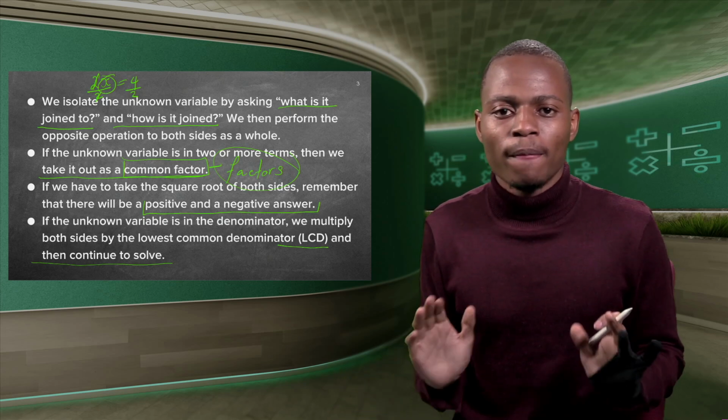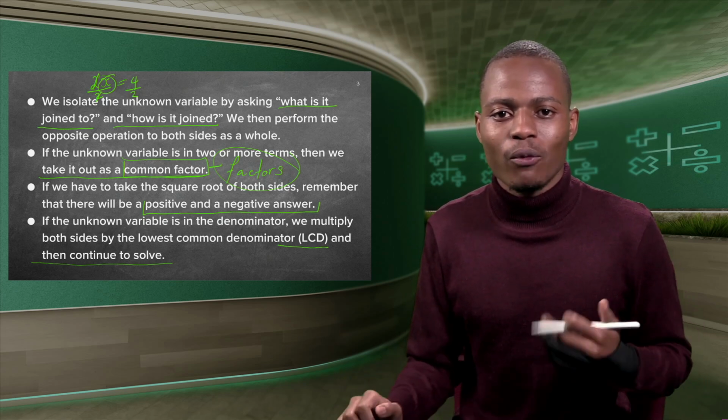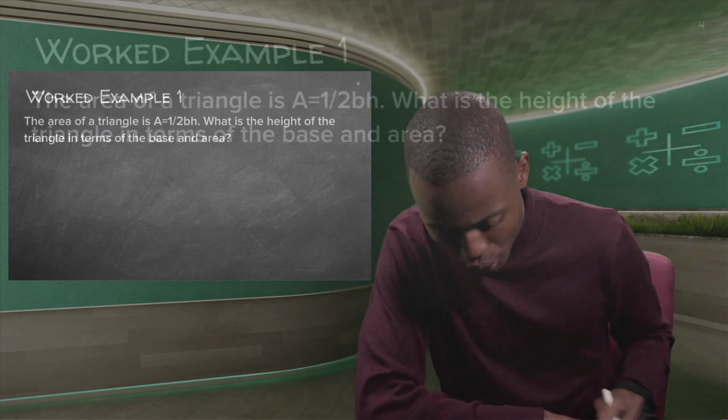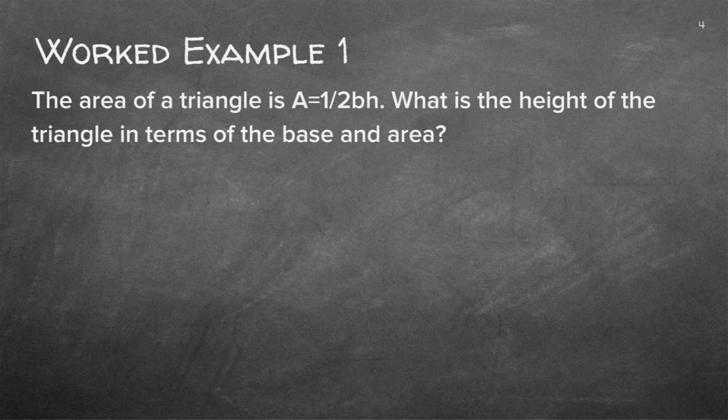All right, so grab that pen and paper now, because I have one example ready for you. We need to work with this example. It says the area of a triangle is A equals 1 over 2 times B times H.